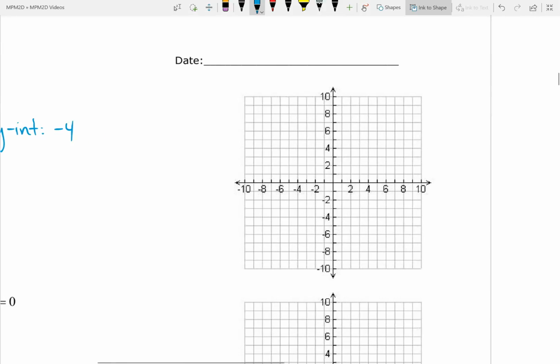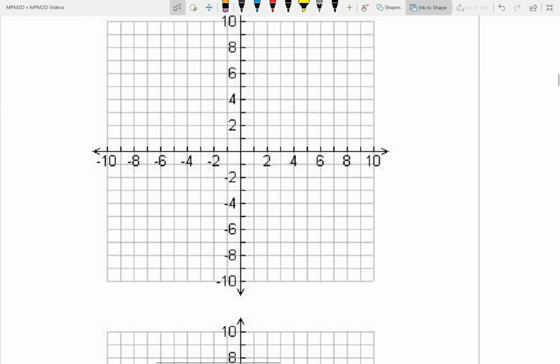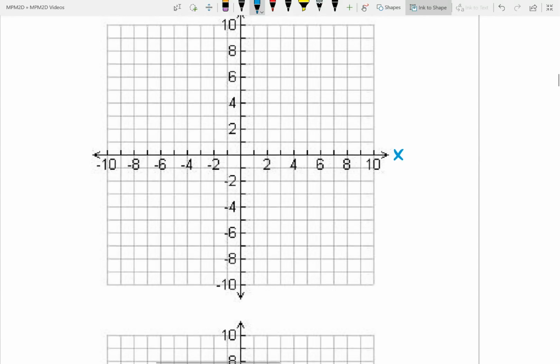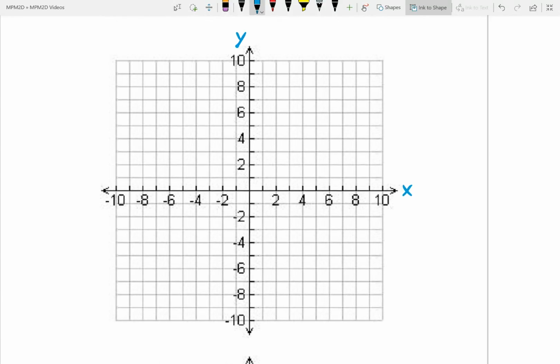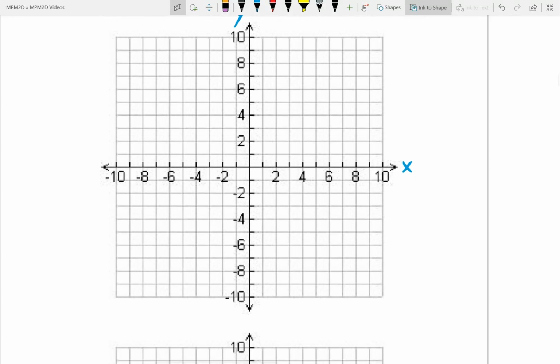So on our grid right here, we're going to start by labeling our axes. We have an x-axis and we have a y-axis. And we know the y-intercept, where the graph crosses the y-axis, is right here at -4. So I'm plotting a point at -4. Now, using that point and using our knowledge of the slope, I can find another point on this line.